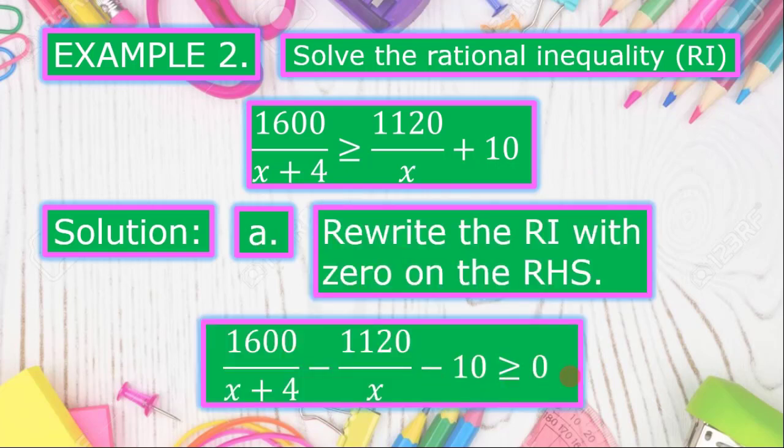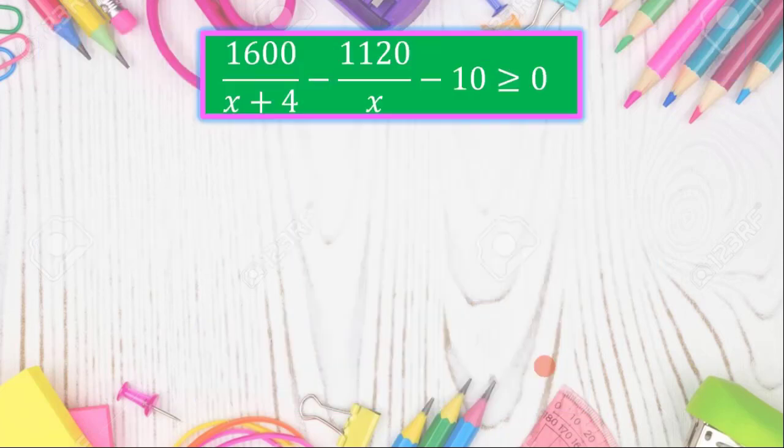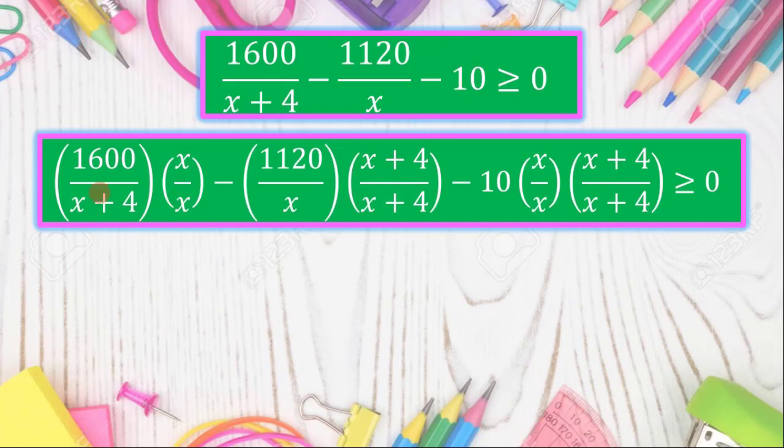So we have it here. This becomes now 1600 over x plus 4 minus 1120 over x minus 10 is greater than or equal to 0. Starting from this, we have now to multiply this by x over x. Why? Because we have x plus 4 as the denominator and another denominator x. And we have the whole number 10, its denominator is 1.